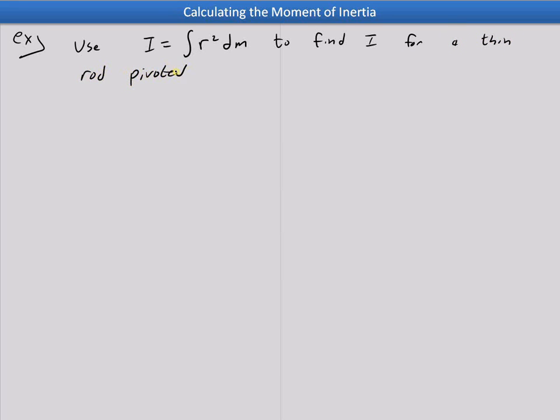Hello, in this video we're going to look at calculating the moment of inertia. Let's just start with an example. We want to use that formula we ended with last time, that the moment of inertia for an extended object is equal to the integral r squared dm. And we want to use that to find the moment of inertia for a thin rod, pivoted about one end.